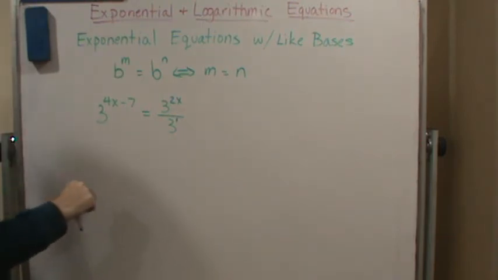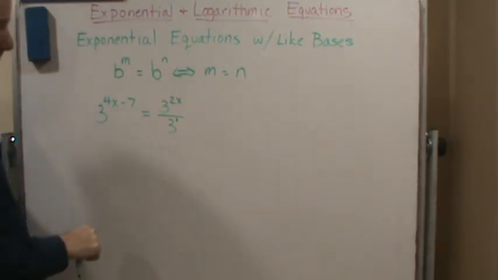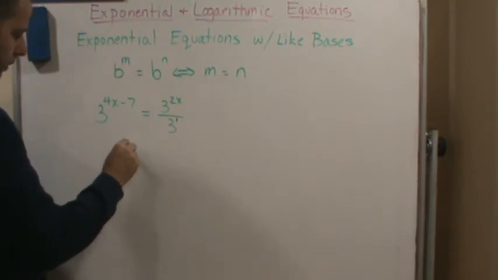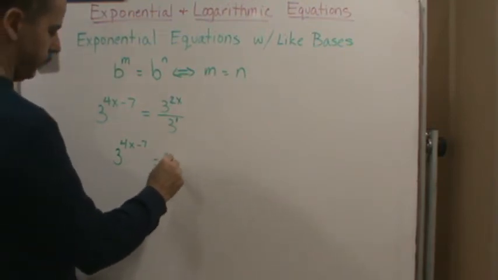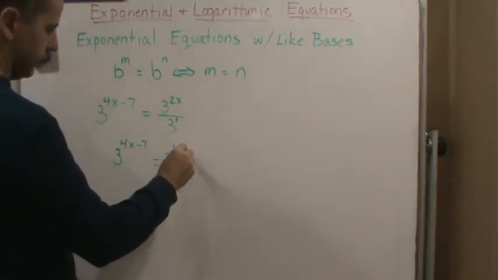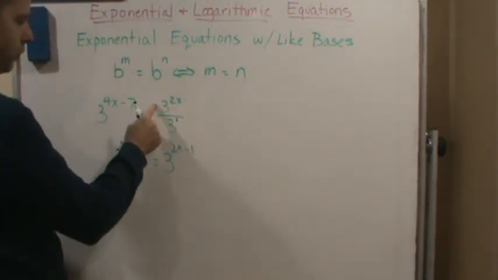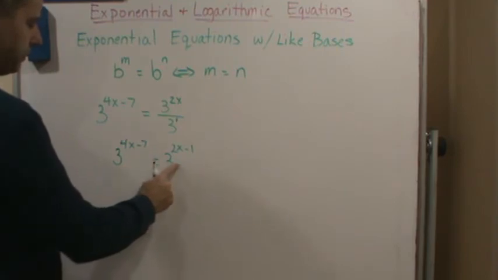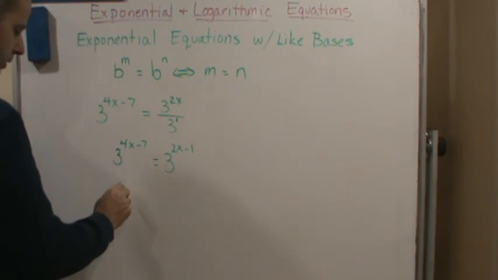And then we can use the property of exponents with the quotient rule, right? And so we can write this as 3 to the 4x minus 7 power is equal to 3 to the 2x minus 1 power, right? Because we subtract exponents when we use the quotient rule, top minus the bottom. And now we can use the one-to-one property because we have the same base, they're equal, so that means that the exponents are also equal.